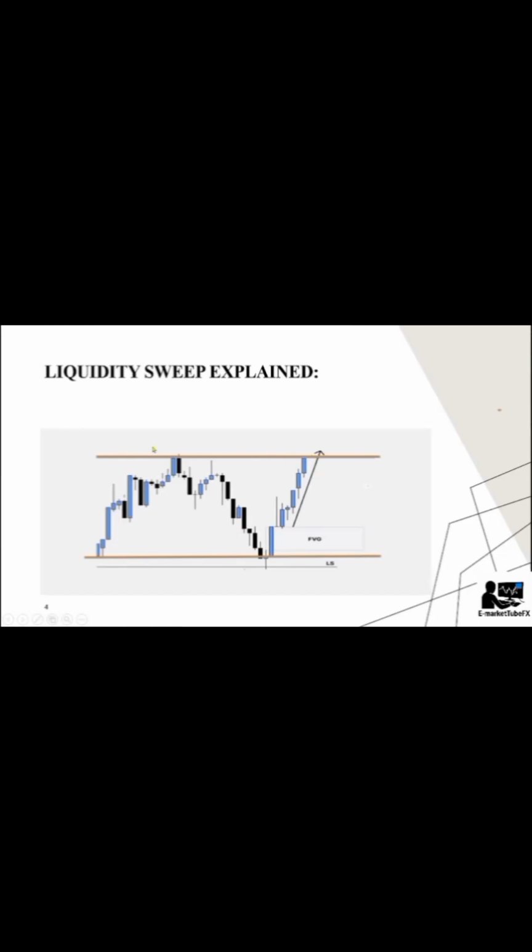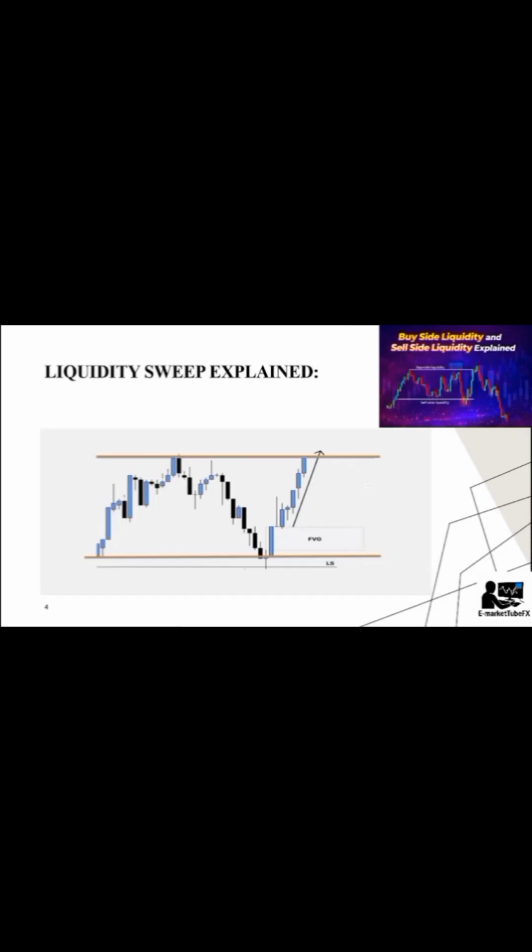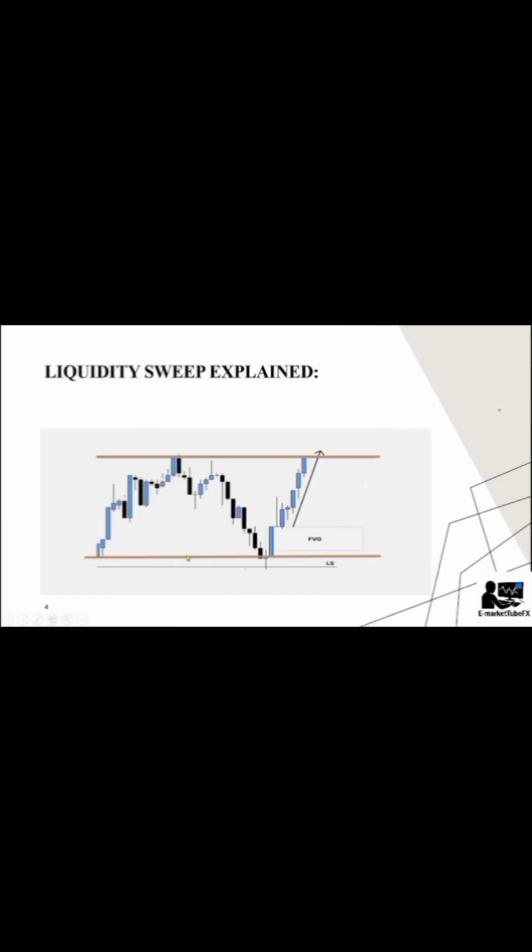So this zone is also referred to as what? Buy side liquidity. This zone is also referred to as what? Buy side liquidity. So as I earlier mentioned, if you've not watched that video, make sure, as you can see on your screen, you watch that video prepared for you so that it can deepen your understanding when it comes to buy side liquidity and that of what? Sell side liquidity. Remember, you are with E-marketTubeFX and you are with your trader Henry Ampemdaku.